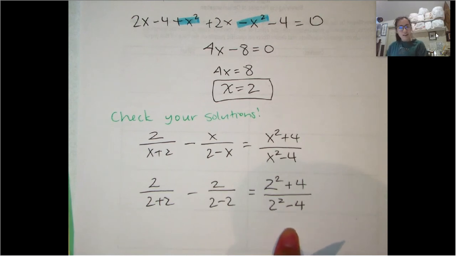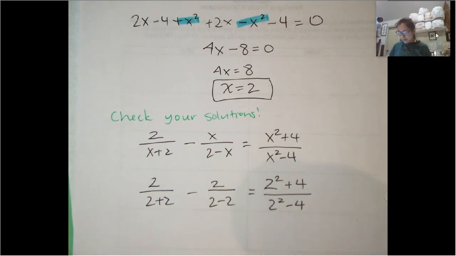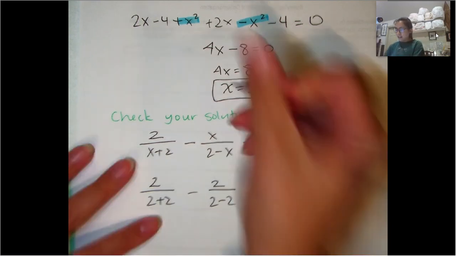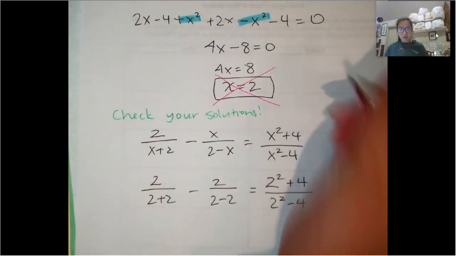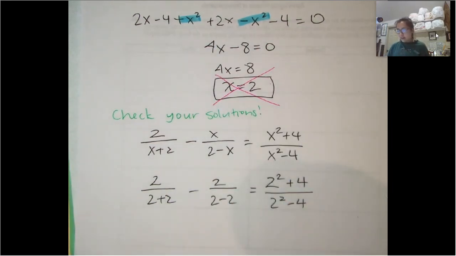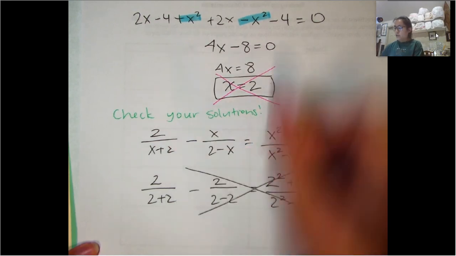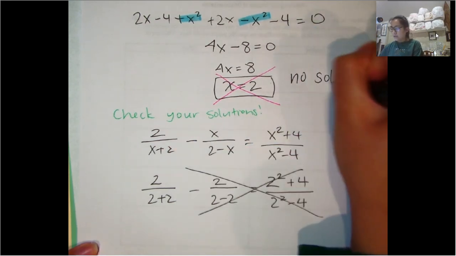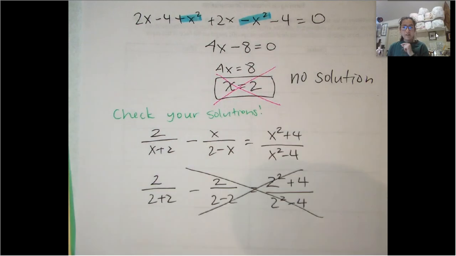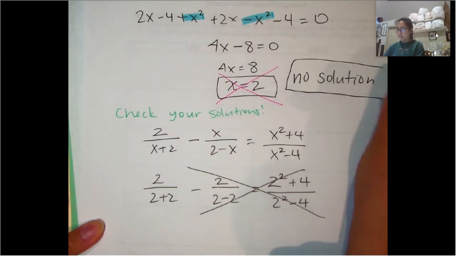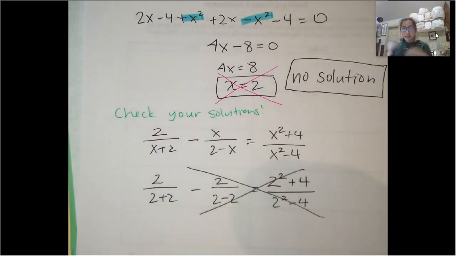Are you allowed to have 0 in the denominator? No, you're not. So therefore, x equals 2 is not a solution. Instead, you're going to write no solution, because that was the only solution we found, and it was extraneous. If it did work, obviously it is a solution, but it didn't. So therefore, we have no solution. All right, go ahead and try some practice. Happy day.